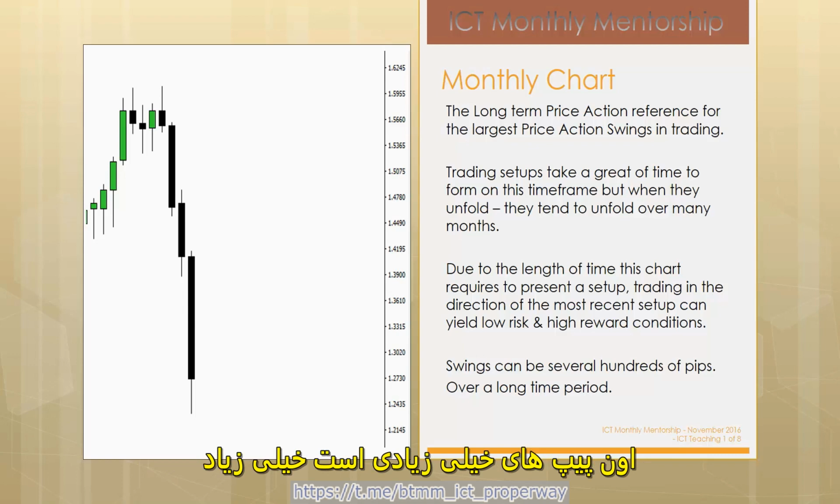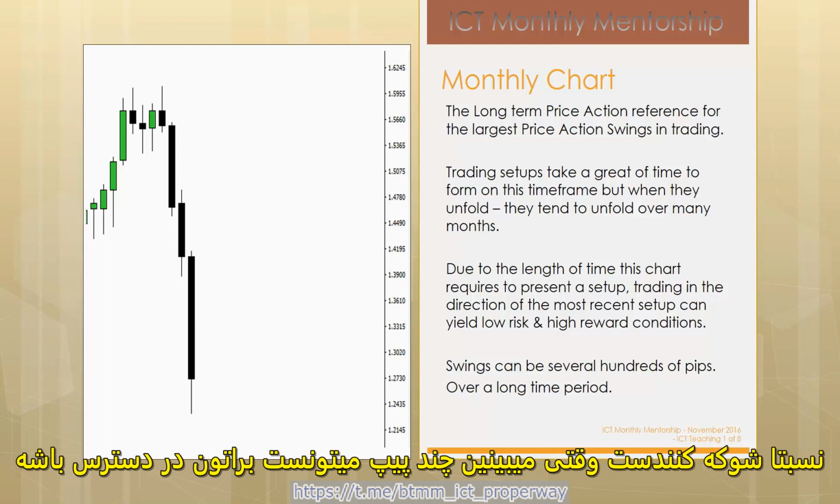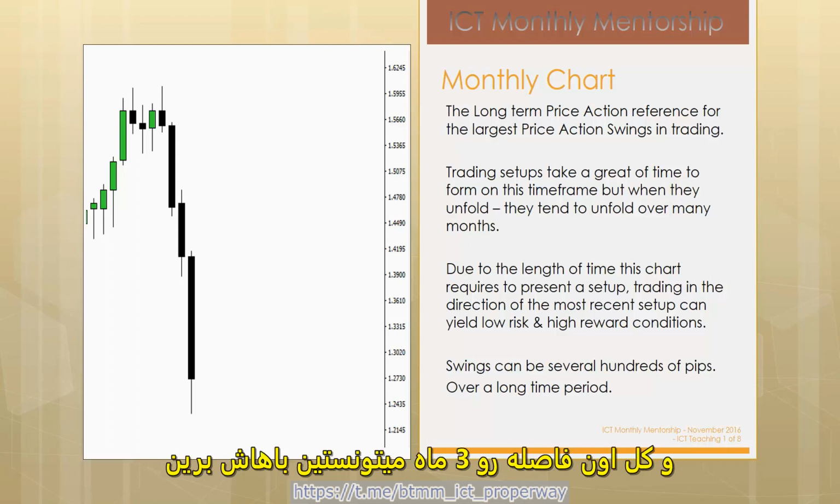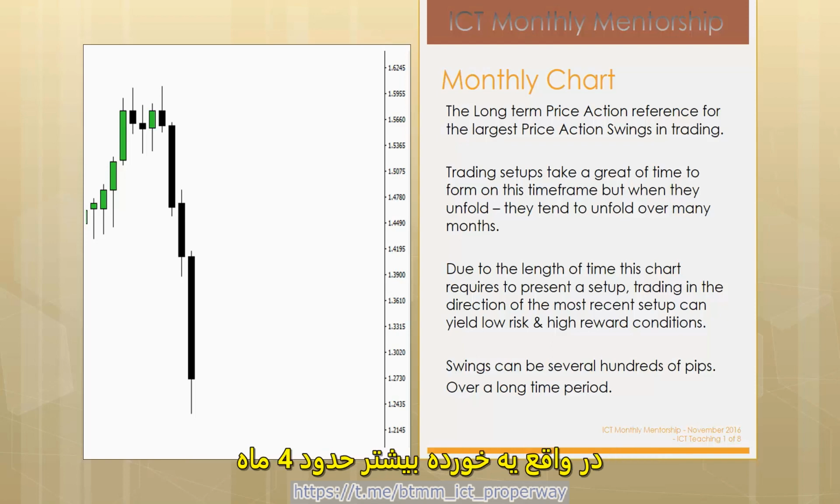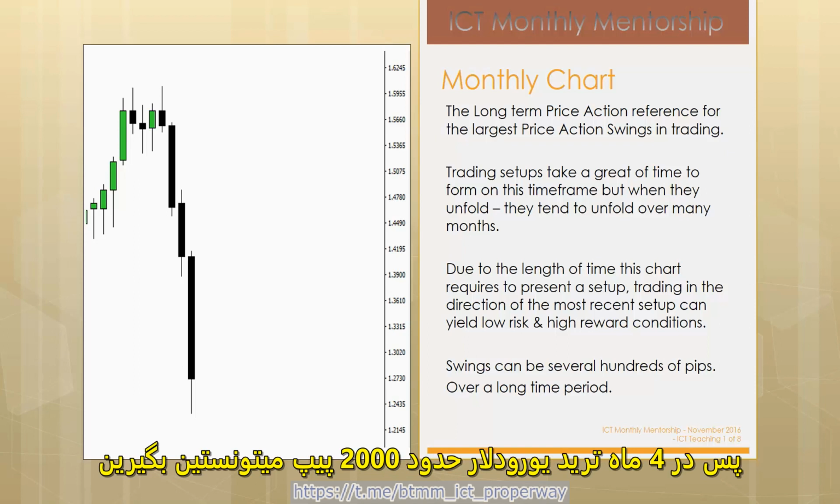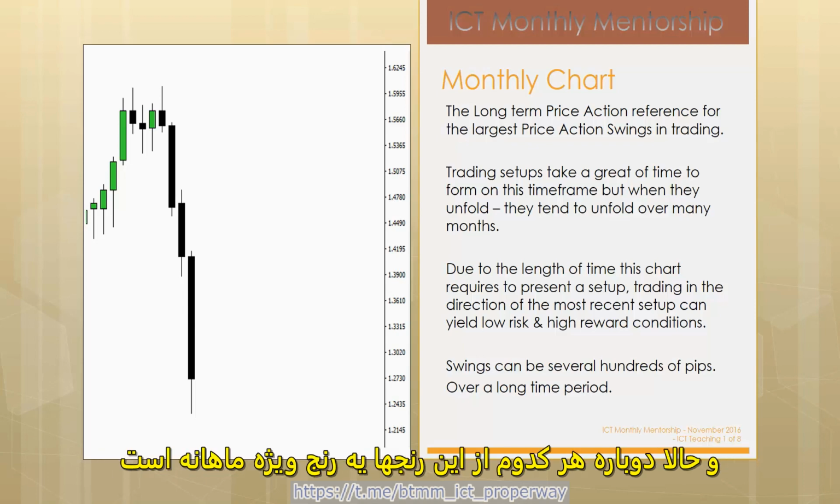A lot of pips. Now, when you see this, it's rather shocking when you view it in terms of how many pips are available. And it takes you 3 months to cover that much distance, or, well, 4 months to cover it, really. So in 4 months, the euro dollar trades a couple thousand pips. Okay. Now, again, each one of these ranges is specifically a monthly range.